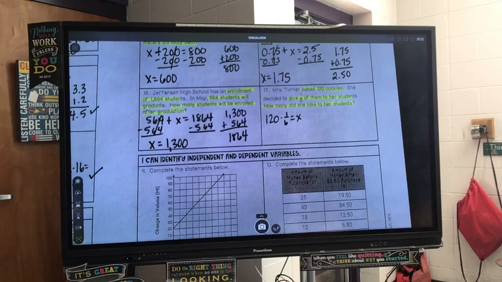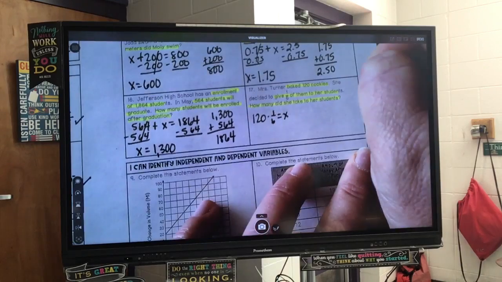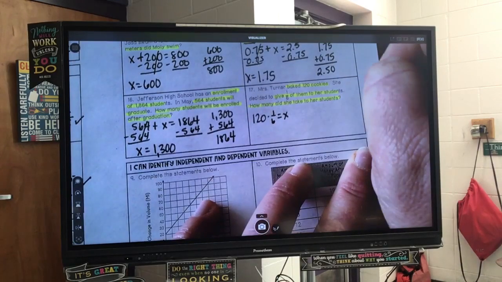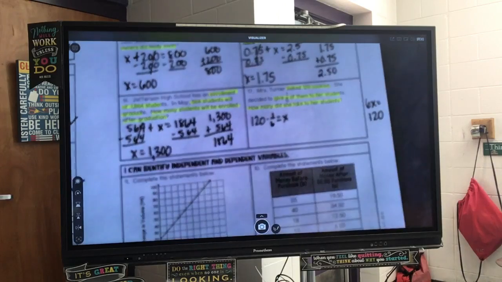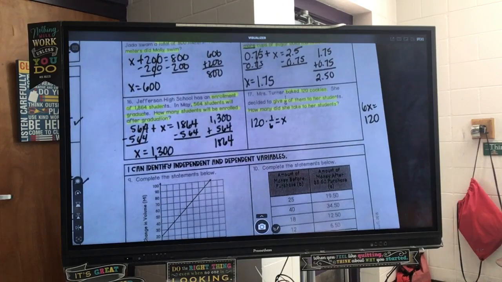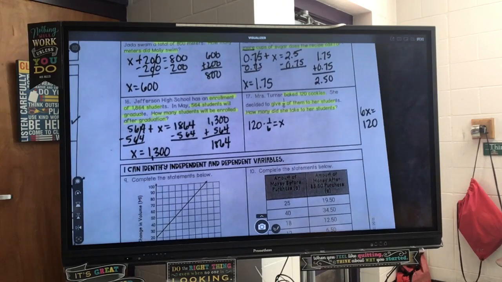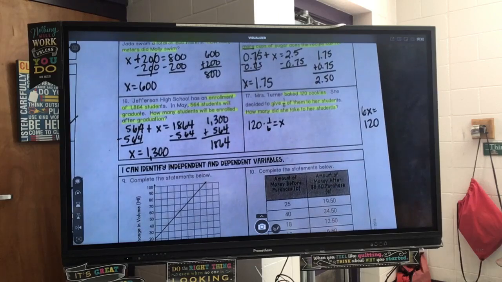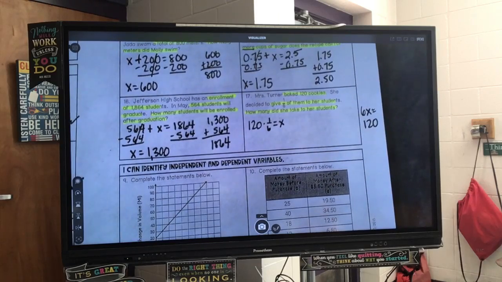Delilah? 120 over 6 equals X. Anyone else? And why can we write 6x equals 120? What are we about to do? We're essentially about to put 120 over 1 times 1 over 6, and we end up doing what with 120 and 6?